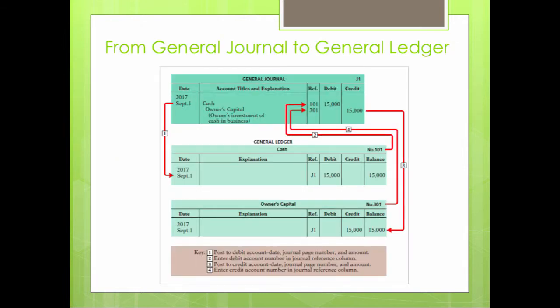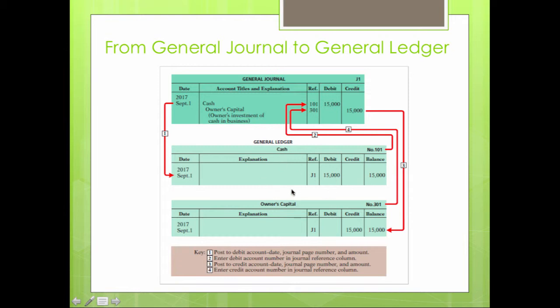Okay. Now, this is the general journal, another visual. This is for September 1st, and notice that there's a debit for cash first and then a credit for owner's capital, and you know that is a credit because it's indented. From the general journal, we then transfer the journal entries to the ledger accounts, and these bottom ones are the ledger accounts. This is called posting.